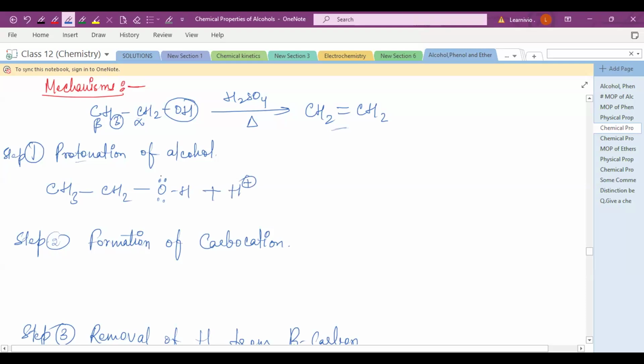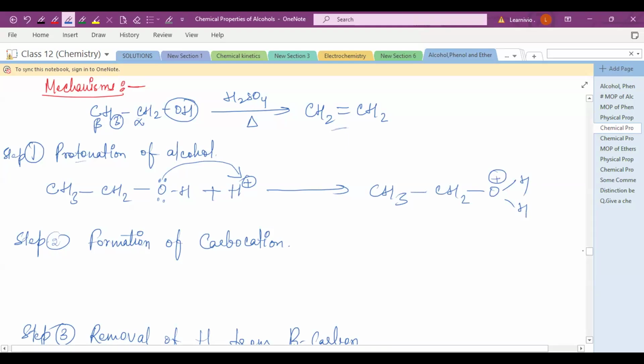Because this oxygen has a lone pair, it will approach this hydrogen. In the protonation of alcohol, we have CH3, CH2, and here O and two hydrogens. One hydrogen has approached, and there will be a positive charge over the oxygen. And you know this is very unstable, right? So from here, what will happen? Dehydration will occur. H2O will be removed, and this carbon will have the positive charge, meaning the formation of carbocation. So the first step is the protonation of alcohol.